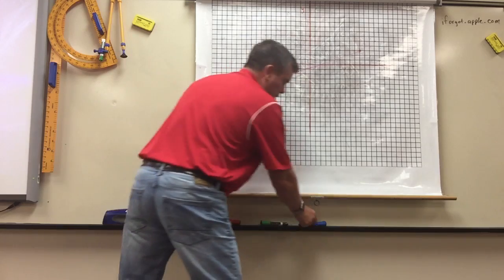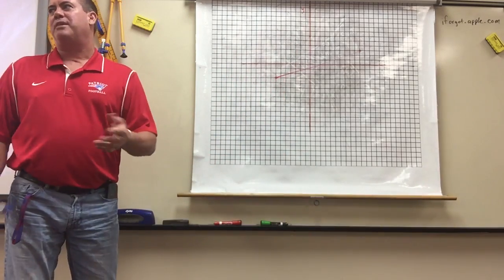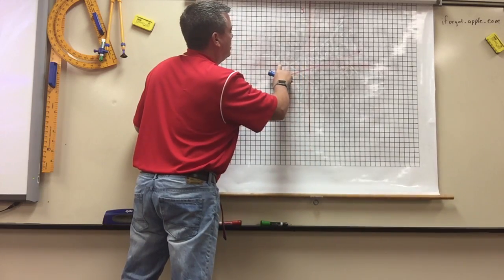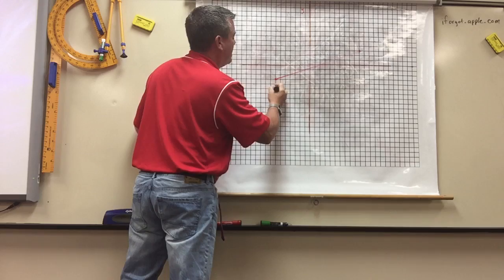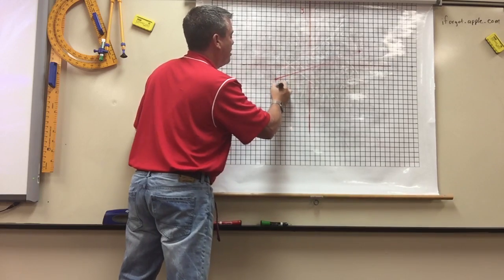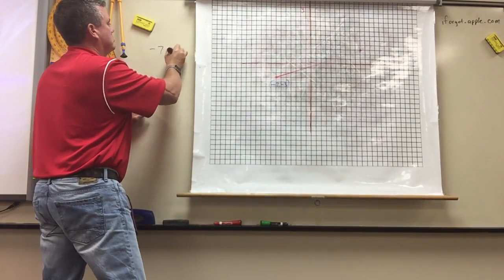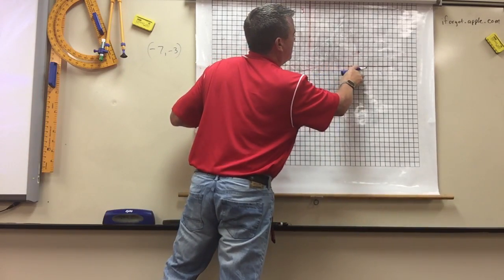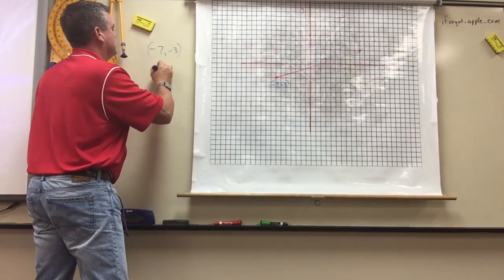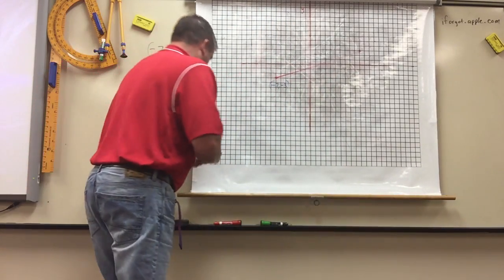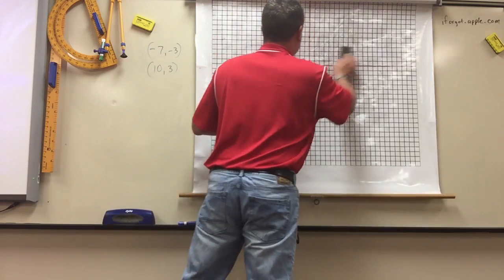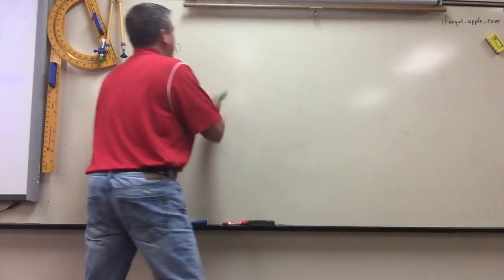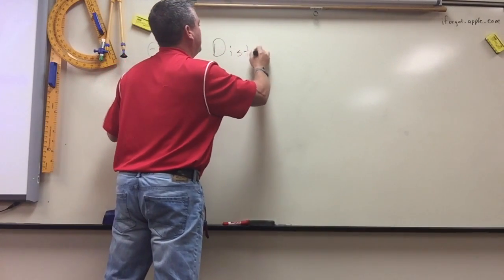So what you do is you figure out the coordinates. Most of the time they're given to you, but if not, find out what they are. This is left 7, so it's -7 and down 3. And this one is 10 over 3 up. So if you just have the points, you can use the distance formula.